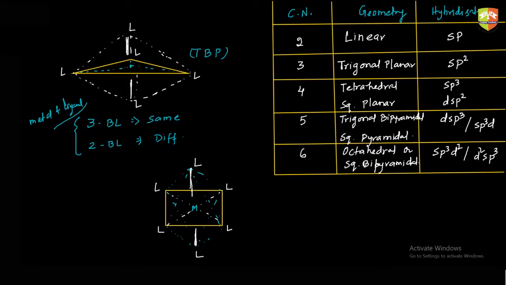Okay. Now you see how to find out the geometry and the other magnetic properties of the metal. So that we are going to discuss next.